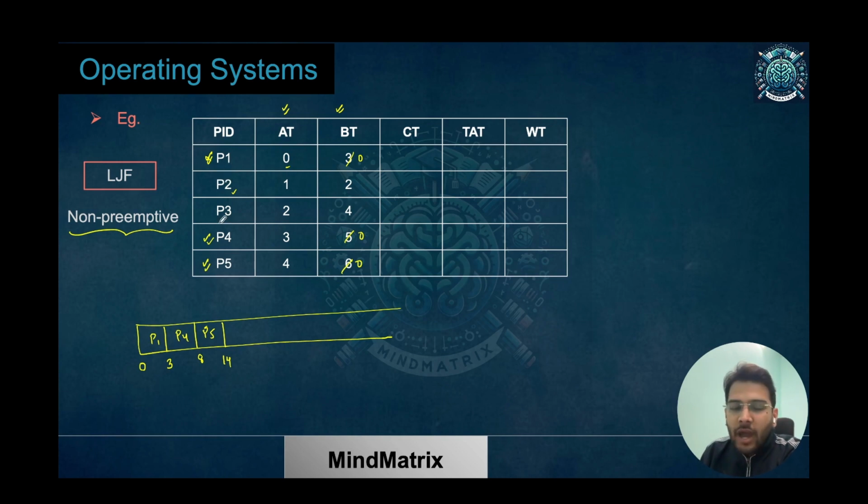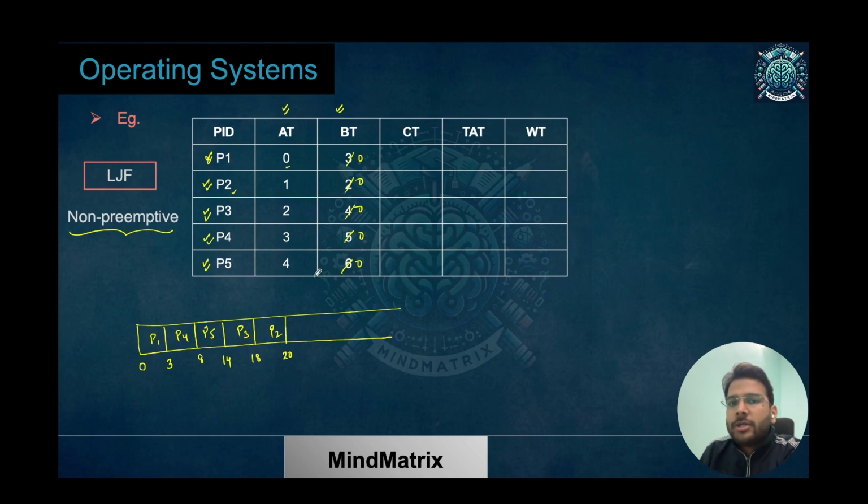Now we have P2 and P3. If you compare, P3 has the larger burst time as compared to P2, that is 4 units of time. So 14 plus 4 is going to be 18. We can make it 0. P3 has completed its execution. Now we have only one process left in the ready queue, that is P2, and we are going to schedule P2 now. The burst time of P2 is 2 units of time, so 18 plus 2 is going to be 20. We can make it 0. P2 has completed its execution as well. So all the processes have completed their execution.